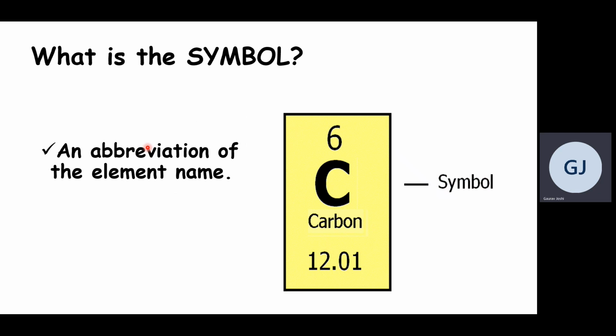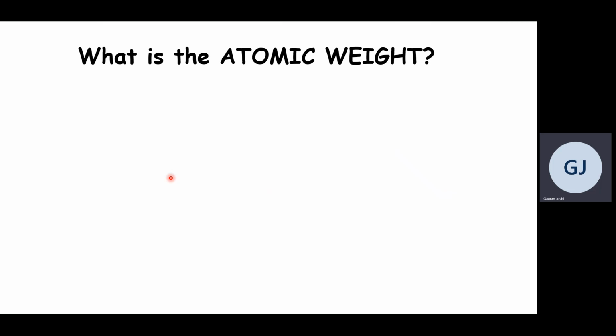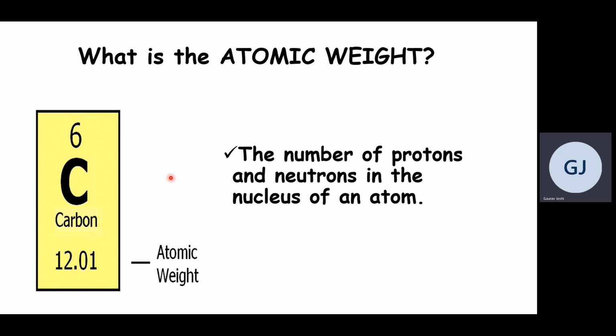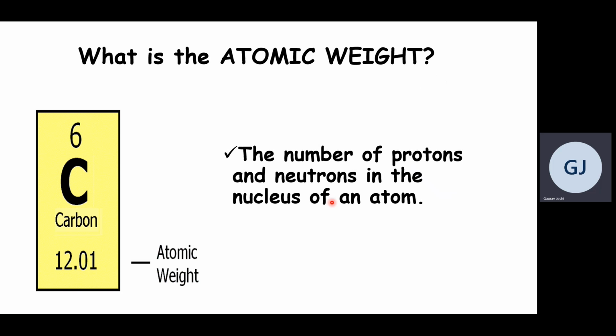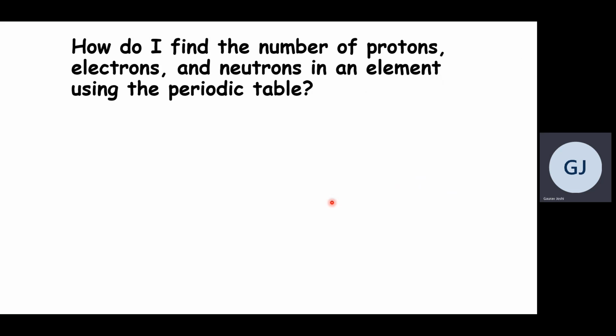Now we have talked about the symbol. The symbol is the abbreviation of the element name. For example, carbon is C. So what is the atomic weight now? We have talked about two things: the protons and the neutrons, which reside in the nucleus. The number of protons and neutrons in the nucleus of an atom constitutes the weight of that atom. This is the thing.